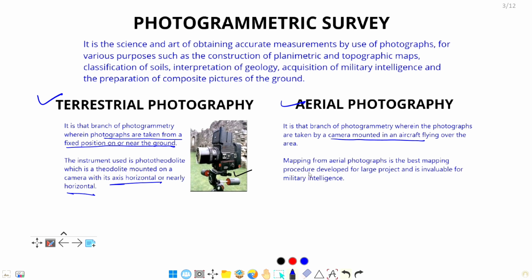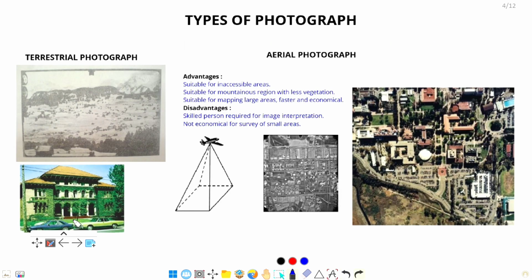So aerial photography is much more useful than terrestrial photography because it provides a large view. And for military intelligence it is very useful. So let's see further types of photographs: terrestrial photograph and aerial photograph. You can see here two terrestrial photographs are shown. One is near range and the other is far range.